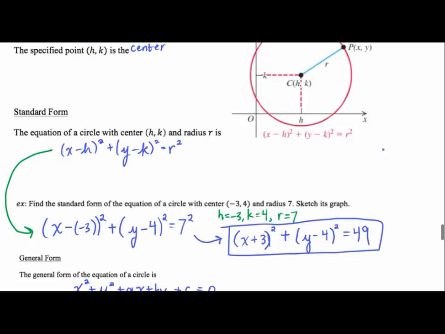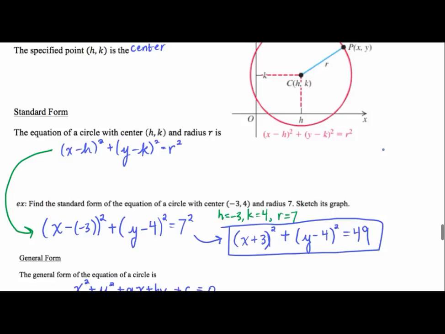So the center is negative 3, 4. And then the radius is 7 out from that. Here's how I would graph that: just count 7 more up, so it's going to put us at 11. Right there. So that's 11.